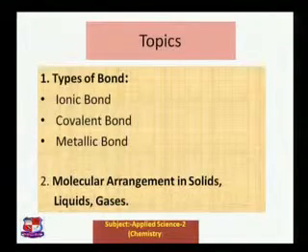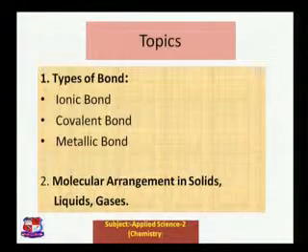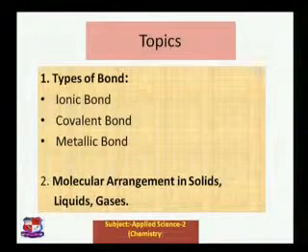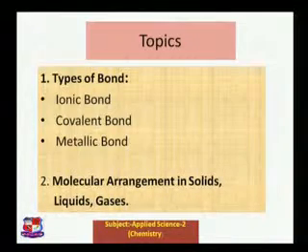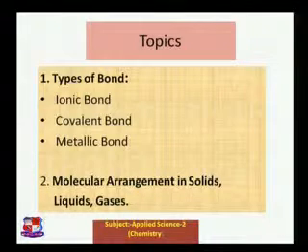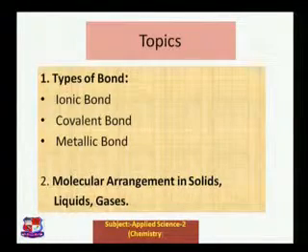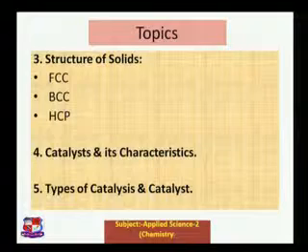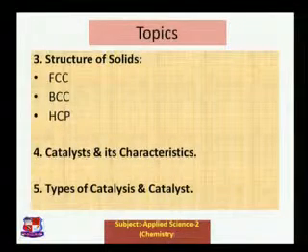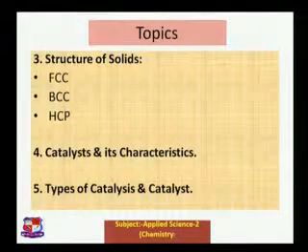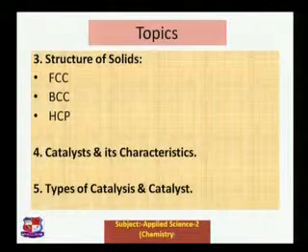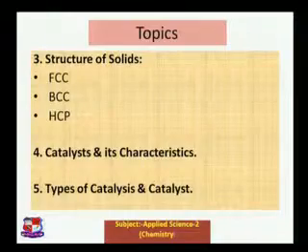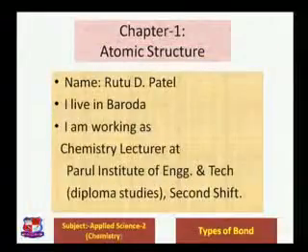We'll see today the types of bond. Earlier we discussed the ionic bond, covalent bond, and metallic bond. Today we will also take up the hydrogen bond. Second, we will discuss the molecular arrangements in solids, liquids and gases. Then we will discuss the structure of solids, that is FCC, BCC, HCP. Then we will discuss the catalyst and its characteristics, types of catalysis and catalyst.